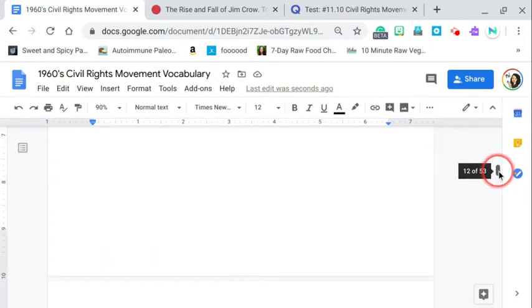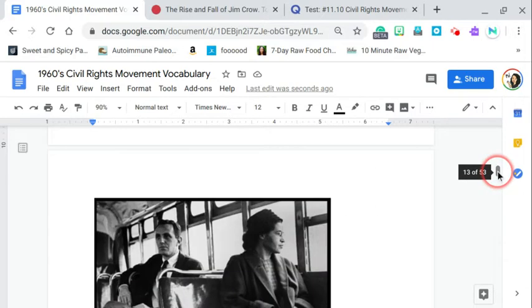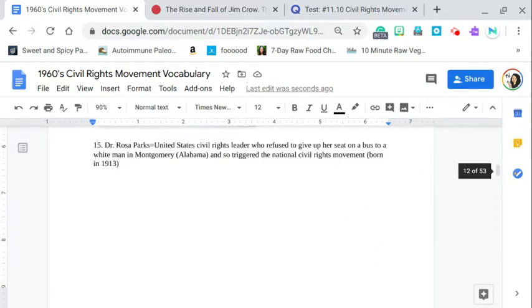Okay, another great leader was Dr. Rosa Parks. Okay, you see her here. I hope everybody knows these great leaders, even before you took my class. If you lived in the United States, if you went to school in the United States in middle school, you would know who these guys are.